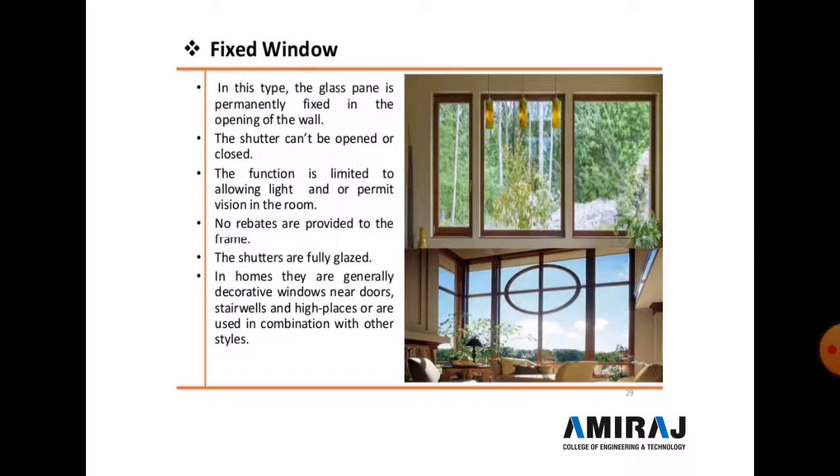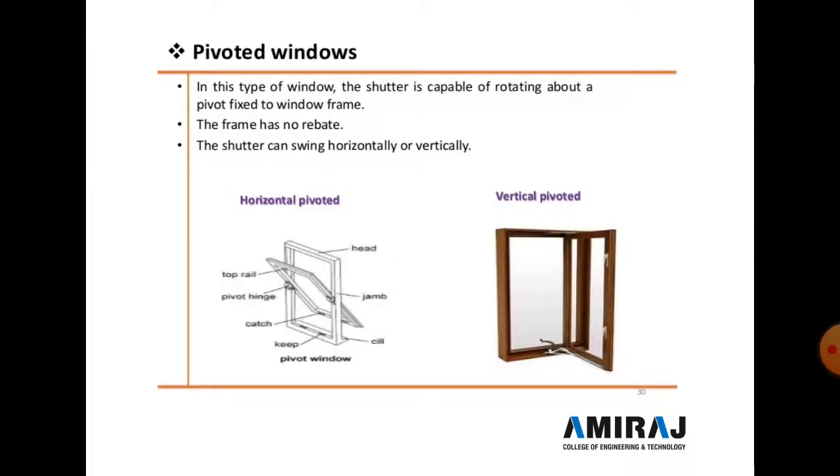Now the next type of window is the pivot window. In this pivoted window, the shutter is capable of rotating about a pivot fixed to the window frame. As you see in this figure, the pivot is fixed in the window shutter and in the window frame, and the shutter rotates on the pivot, and the shutter can swing horizontally or vertically as per our requirement.